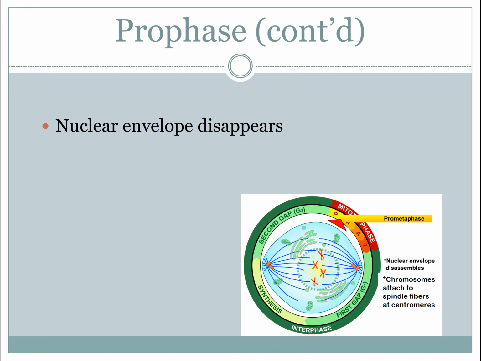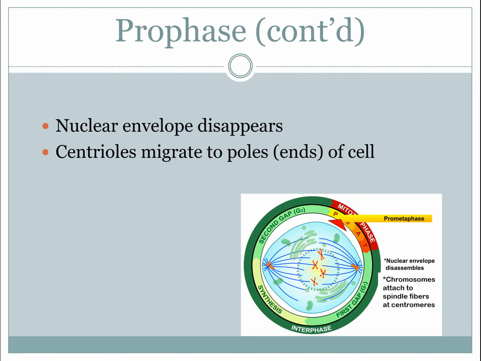Also in prophase here, we have a nuclear envelope that is disappearing. If you remember from the cellular organelle chapter, there is a nuclear envelope protecting the DNA in the nucleus, and it allows some things to move in and out, but mostly it protects the DNA. And this nuclear envelope needs to disappear as the cell divides because the chromosomes are going to have to move to create two new cells. So the nuclear envelope disappears.